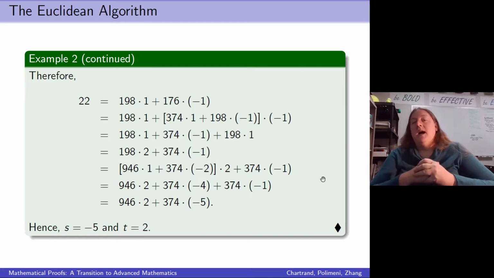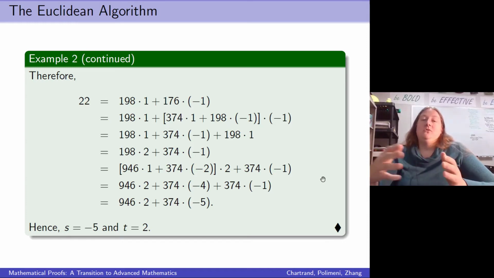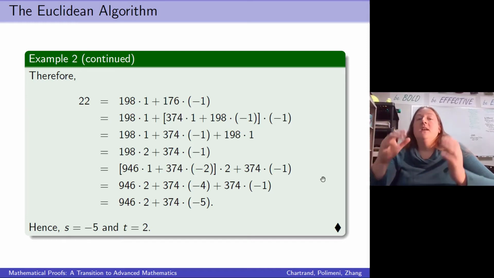This might seem like a lot, but honestly, I promise you it's pretty straightforward and easy to do after you get the swing of things. So take some time to do a few practice run-throughs of these and check your answers along the way. You can check your linear combinations pretty easily. All I have to do is multiply 946 by 2 and multiply 374 by negative 5 and add them together. And if I get 22, then I've done something right.